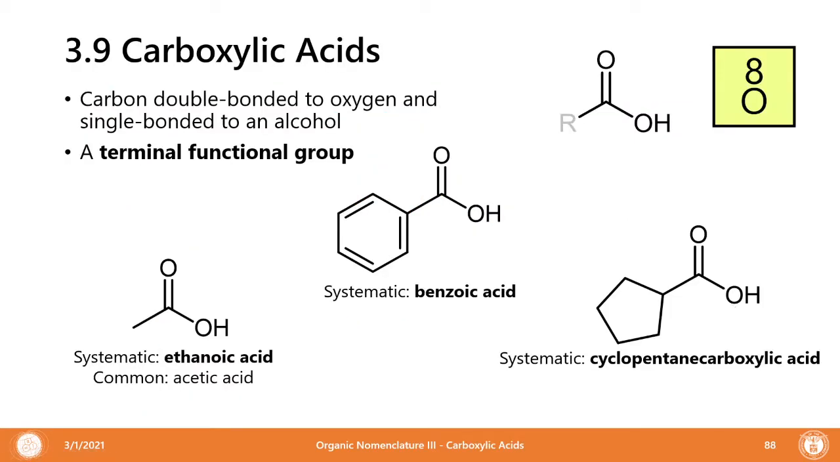Okay, so last we move on to our highest priority neutral functional group, the carboxylic acids. These are carbonyl compounds with an alcohol group directly connected to the carbonyl carbon. So we have an OH group here directly connected to our carbonyl carbon. It is also a terminal functional group. So here are some examples: ethanoic acid, benzoic acid, cyclopentane carboxylic acid. So let's try naming them.